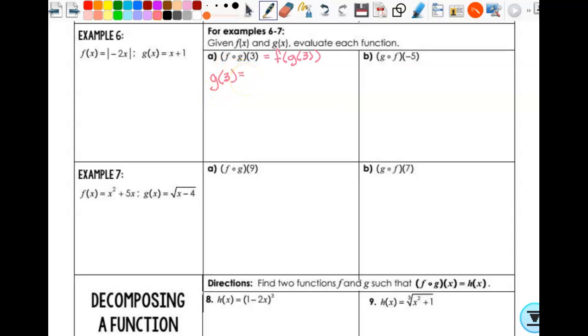G of 3 is, where's g? It's just 3 plus 1, which is 4. Okay, so g of 3 is 4. So now I want f of 4. And that's equal to the absolute value of negative 2 times 4, which is the absolute value of negative 8, which is 8. So f of g of 3 equals 8.